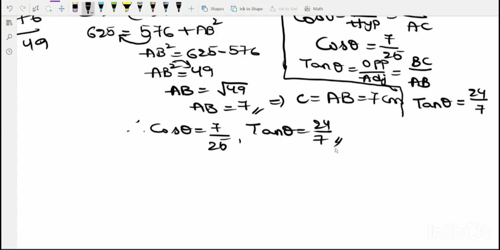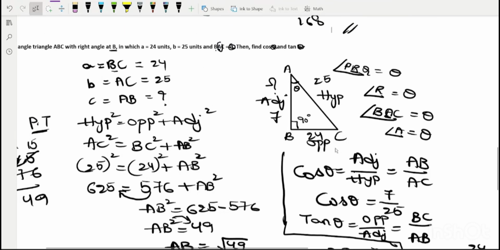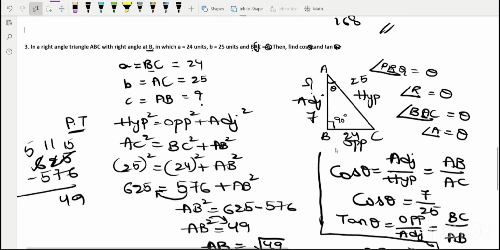So this is the way you do the problem. Let me explain again. In a right angle triangle ABC with right angle at B, in which a equals 24, b equals 25, and angle BAC is theta, find cos theta and tan theta. We take the triangle, right angle at B, so B is 90 degrees. If the given sides are written as PRQ with angle theta, then the middle letter is the angle, so angle R equals theta. If the question says BAC, the one in the middle is A, so A has the angle theta.